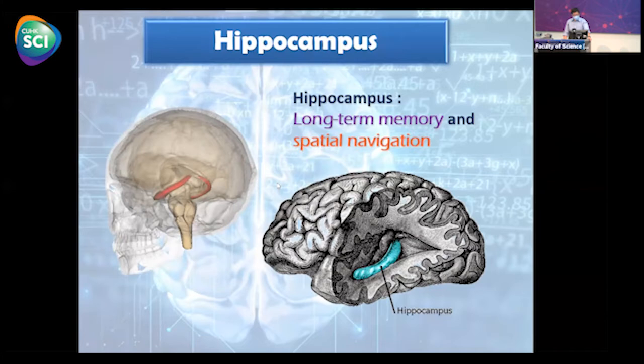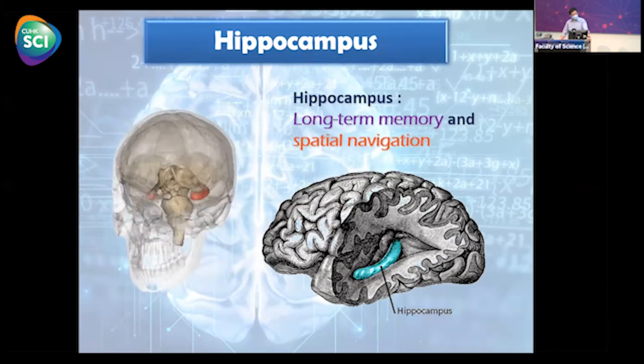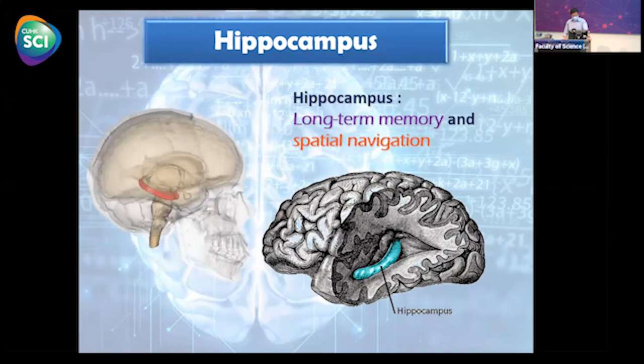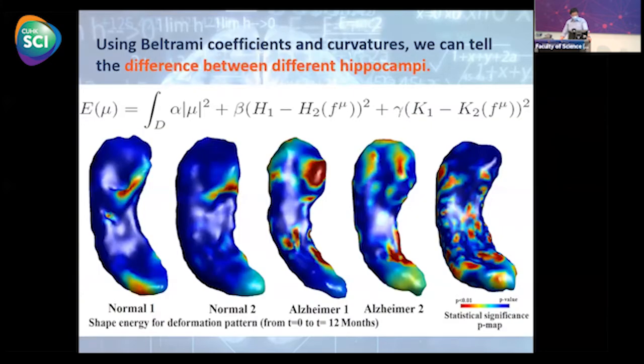The hippocampus is a subcortical structure in the human brain controlling long-term memory and spatial navigation. It turns out that the hippocampus has an important relationship to Alzheimer's disease. So using the Beltrami coefficients and curvature, we try to study the longitudinal deformation patterns of the hippocampus. Basically, we measure the hippocampus surface at time equal to zero and measure it again after 1 year, and then we study the deformation patterns.